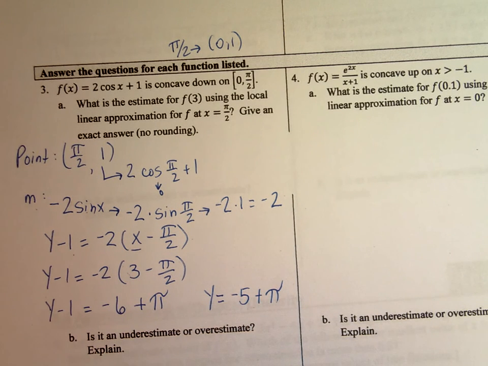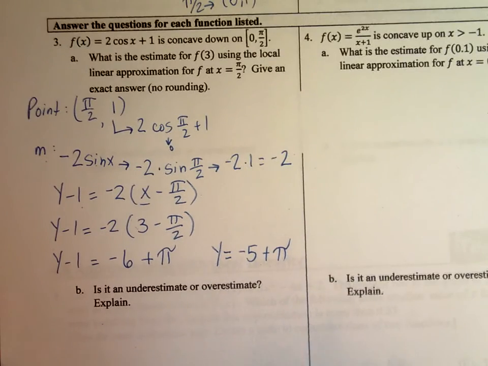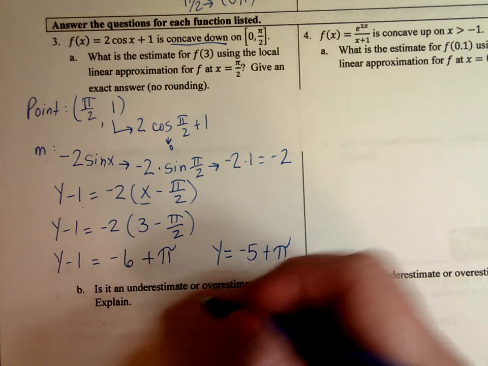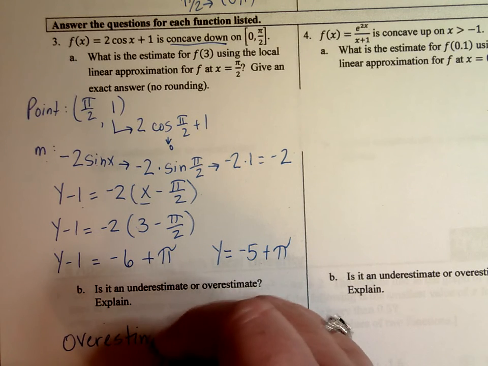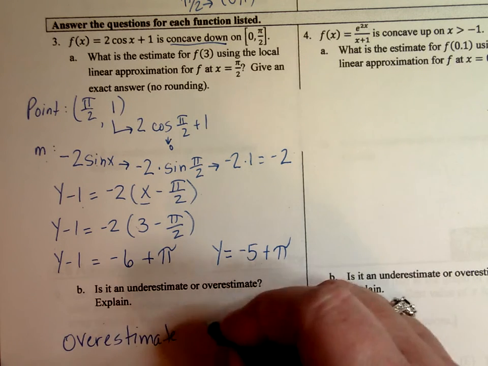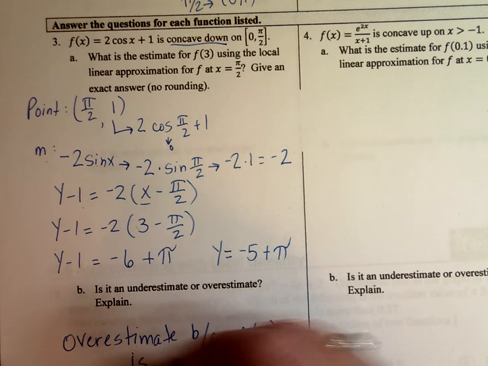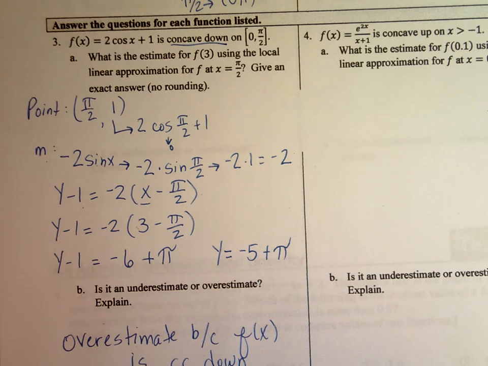Then they say, okay, well, is it an overestimate or is it an underestimate? Go back to the beginning of the problem. It's concave down. Where are your tangent lines? Concave down's unhappy. Tangent lines are above. So you are going to say it is an overestimate. Explain, because f of x is concave down. There it is, number 3.